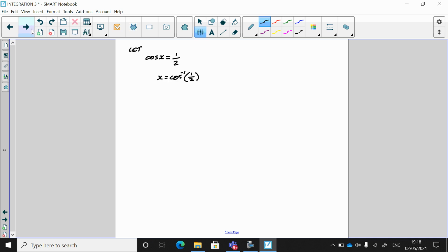So just take the inverse cos of a half, and that should be a very nice answer. Inverse cos of a half. What would that be in degrees? That would be 60. But we are going to be dealing with the radian measure here. So that would be pi over 3.